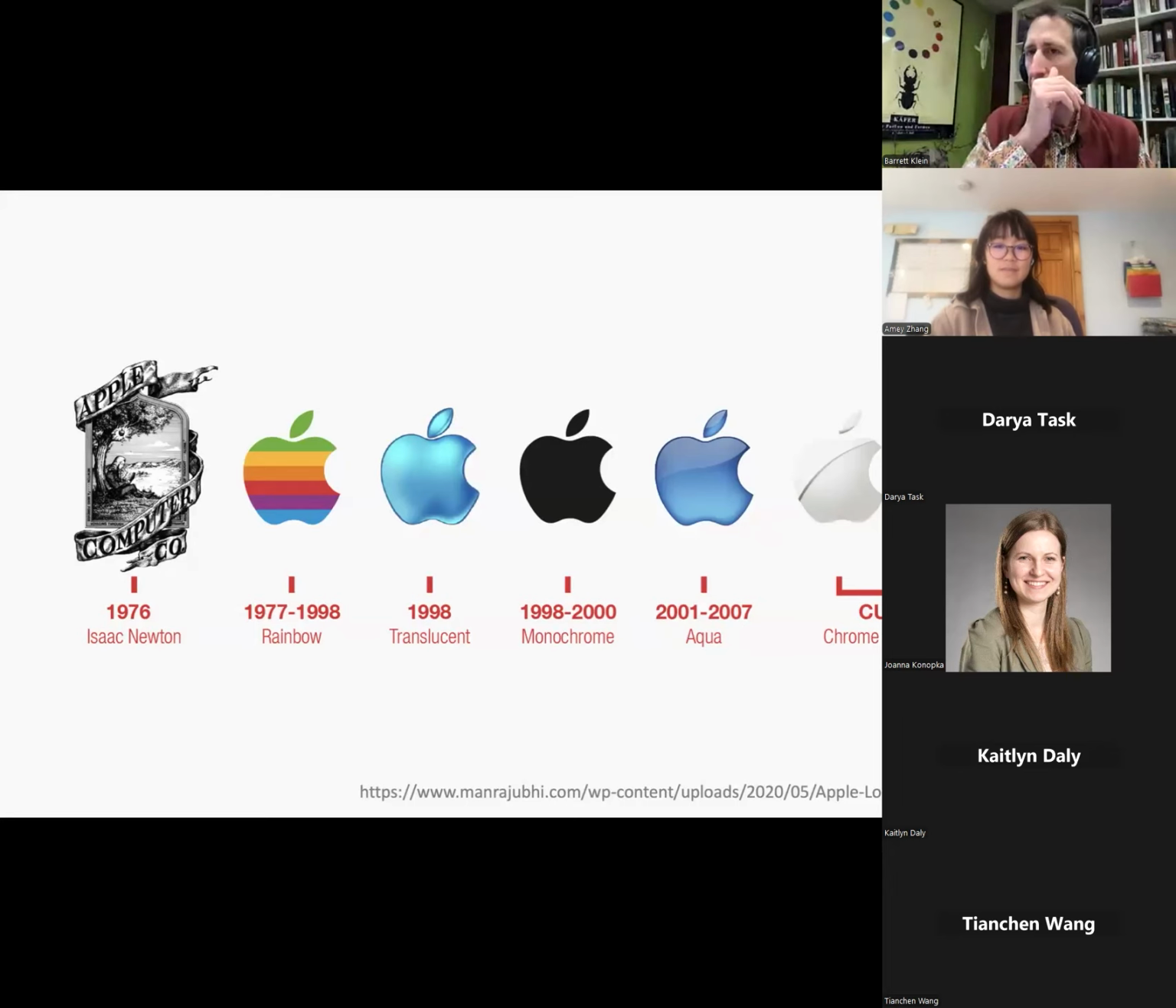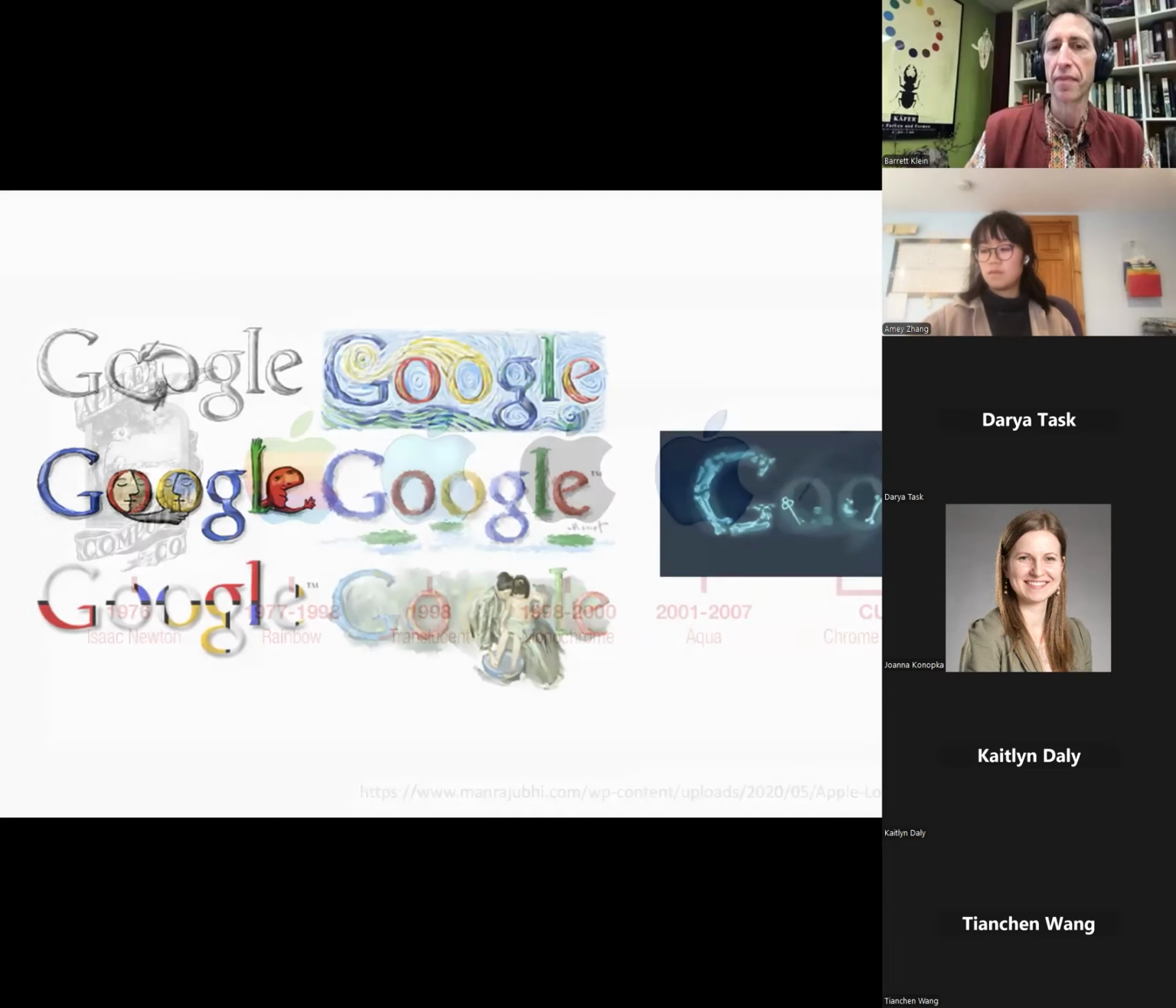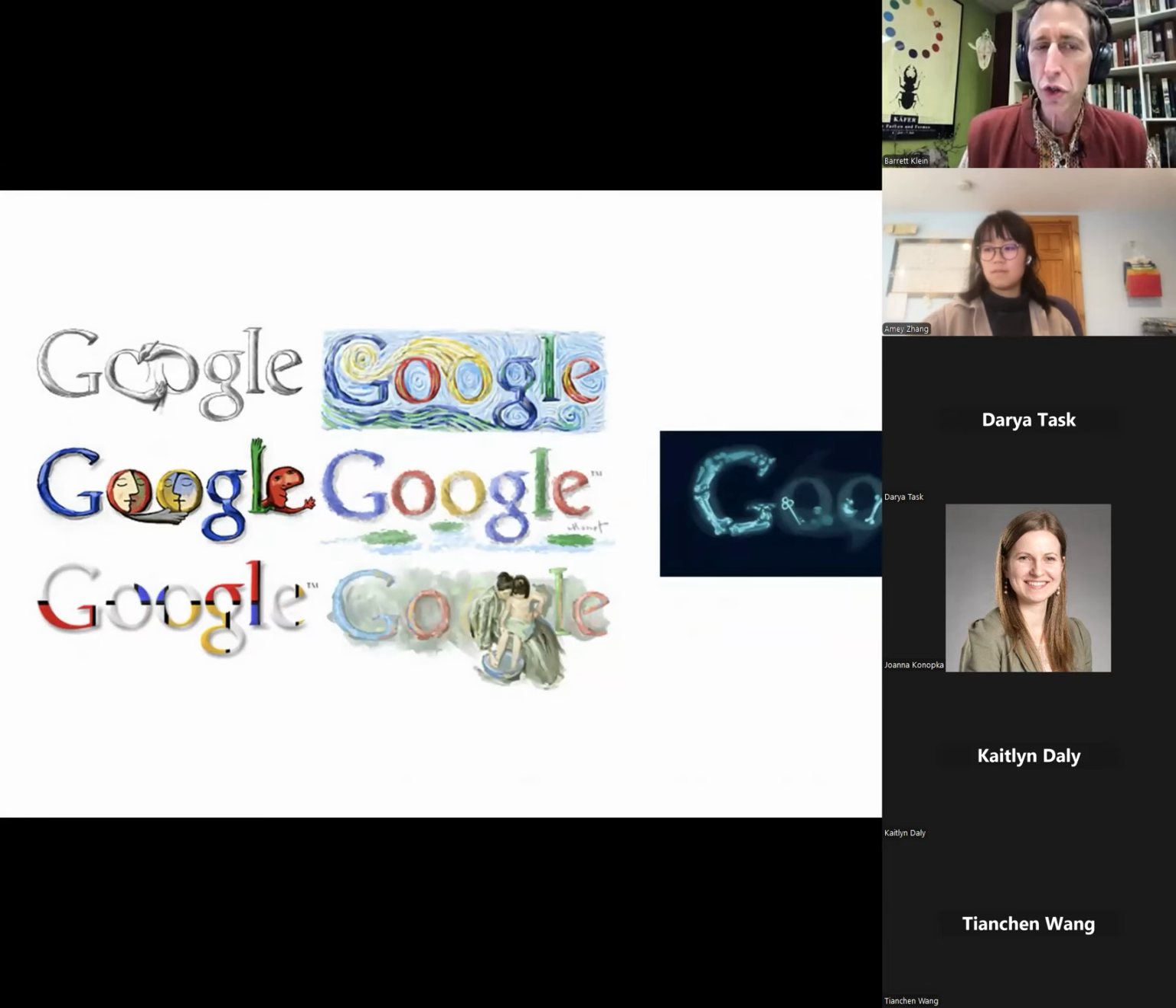So very quickly, within the year, the famous iconic rainbow apple. And the reason why it has a bite out of it, according to the person who designed that logo in an interview, is to distinguish it from a cherry tomato. And you notice how it became monochromatic later. And then, of course, Google's logo.